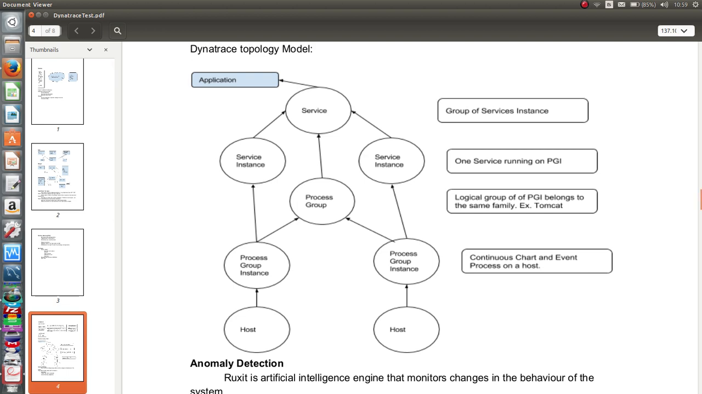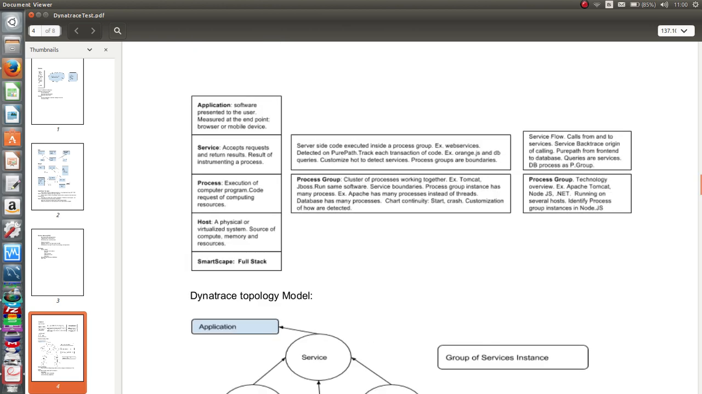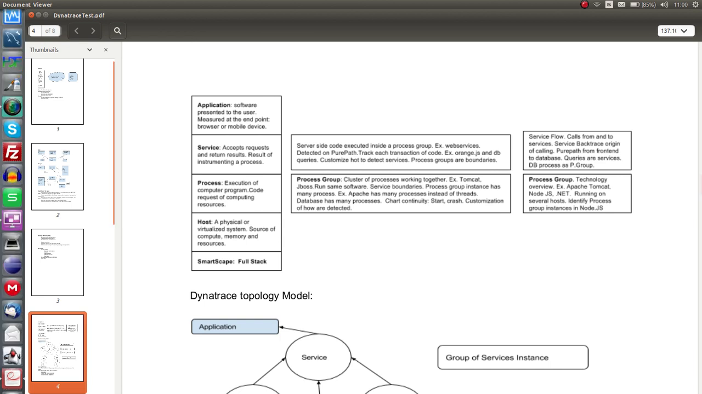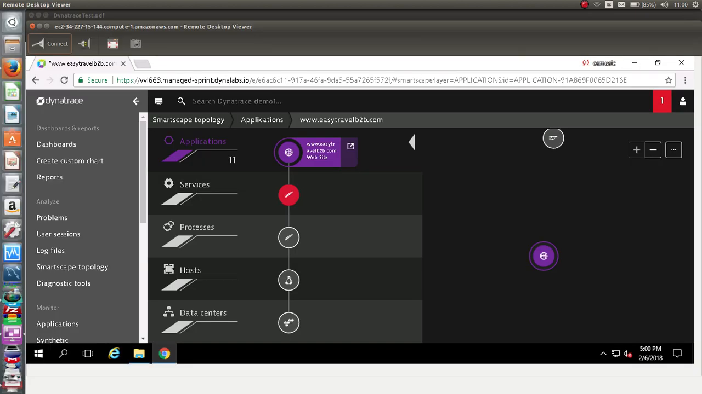Okay, so we are going to explain what a service is. A service accepts requests and returns results of an instrumented process. It is server-side code executed inside a process group. For example, it can be detected on PurePath, which tracks each transaction, like, for example, database queries, customer hot detection, etc. Okay, so here we have the topology for services.